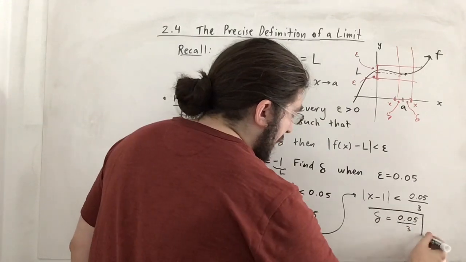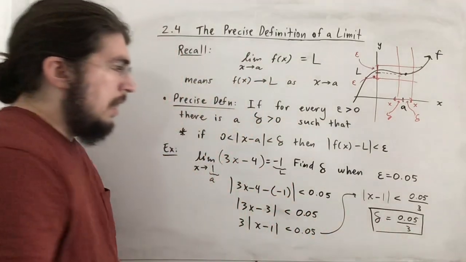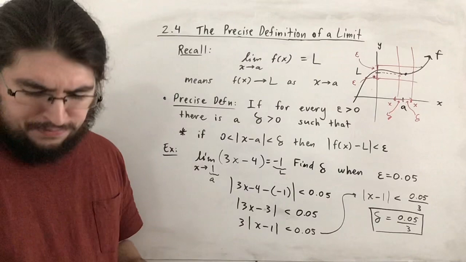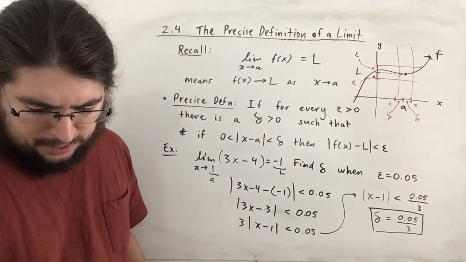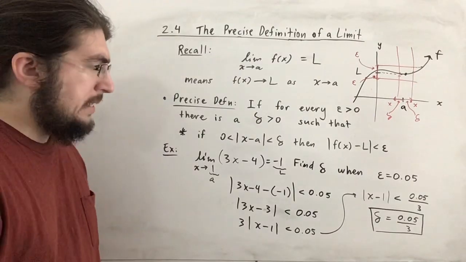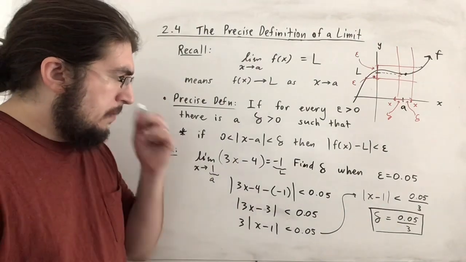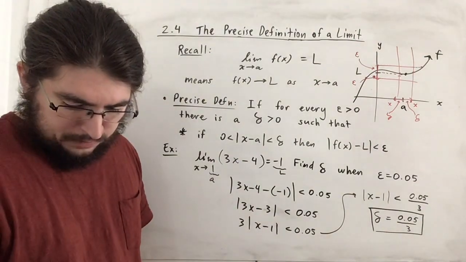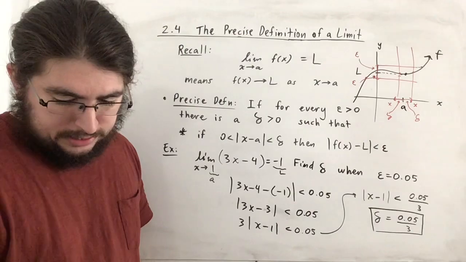And I'm just going to leave it like that. And if you want to approximate it, I guess you can. And in fact, since 5 over 3 is 1.666, this is going to be 0.0166.